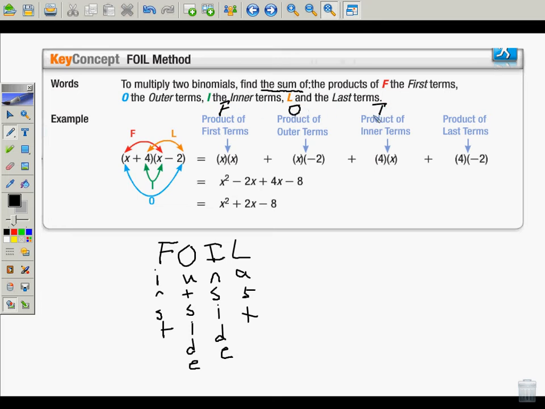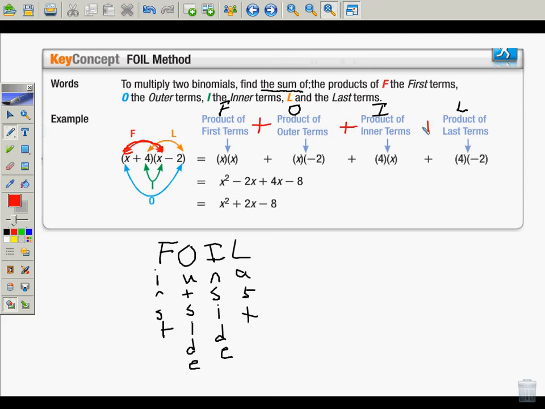First term times first term. You can see we've got this red arrow showing first times first. We take the first term of our first binomial, that's an x, times the first term in our second binomial, also an x, and we get x times x. And since we're finding the sum of all these different pieces, we're always going to add in between them. And notice that's where we're getting these addition signs down here.